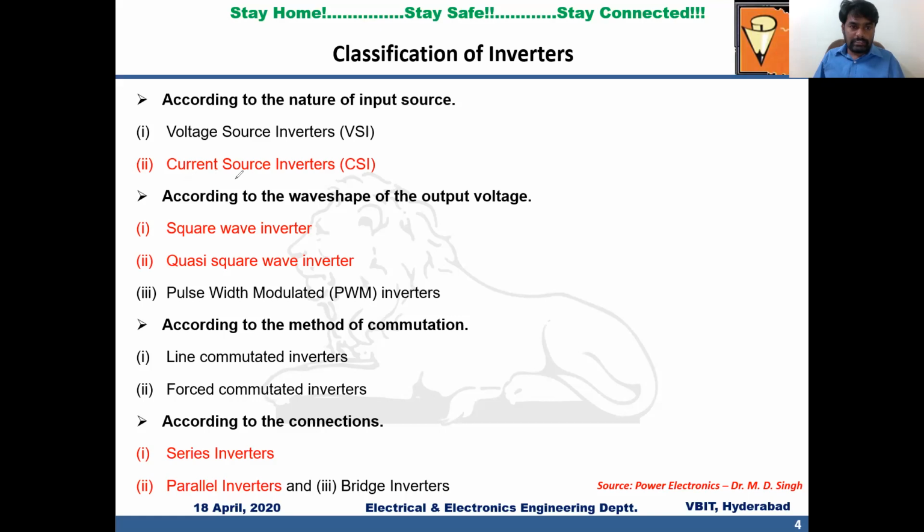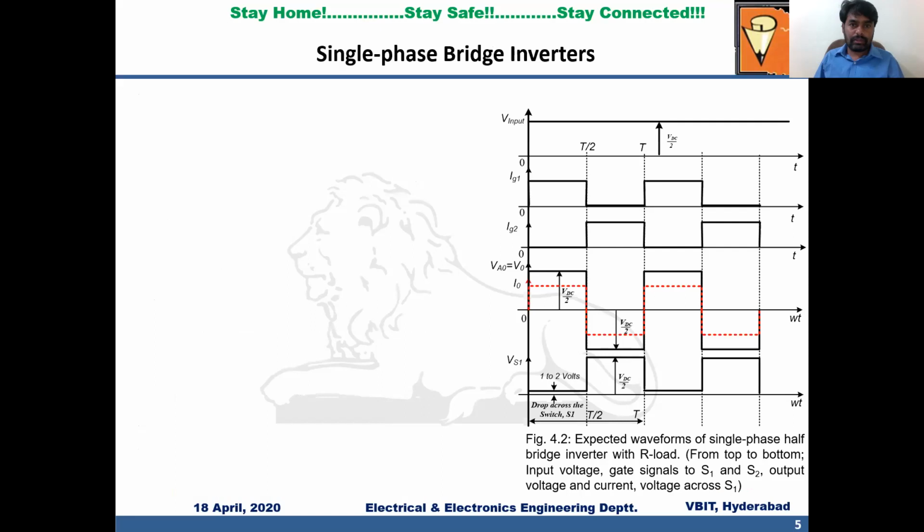Some text I have represented in red color is not part of your JNT syllabus. So we'll cover the voltage source inverter, PWM inverters, line commutated, forced commutated inverters. Then finally we'll go through the bridge inverter also. Let us discuss the voltage source inverter. For a voltage source inverter, the source should be a stiff DC voltage source.